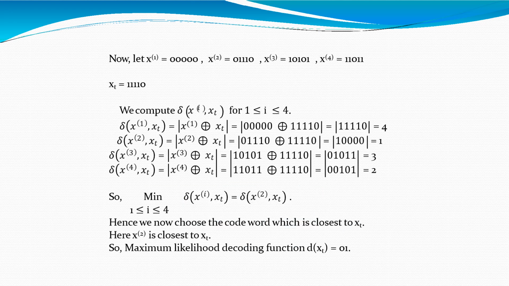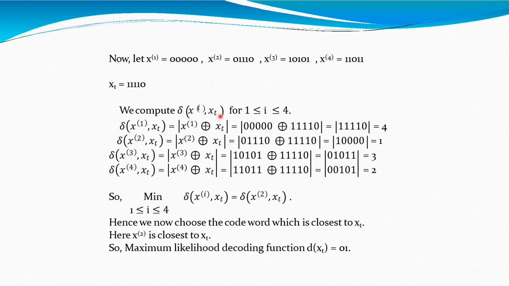Now we list all the code words in some specific order. Let x1 is equal to 00000, then x2 is 01110, x3 equal to 10101 and x4 is 11011. Now we consider received word xt as given, 11110. Now we calculate distance between x1 xt, then x2 xt, x3 xt and x4 xt, which we have written as delta xi xt for 1 less than or equal to i less than or equal to 4.